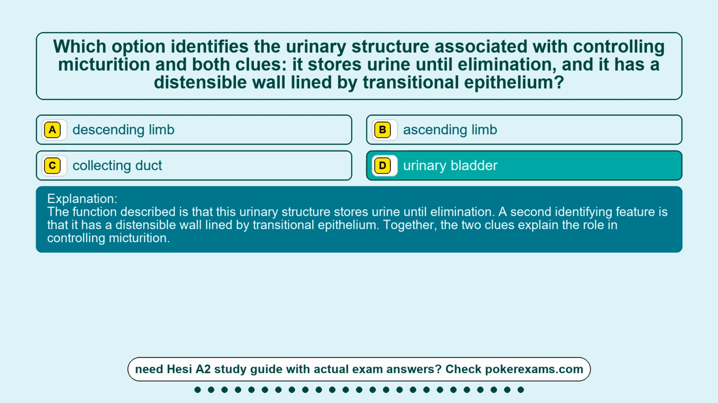The function described is that this urinary structure stores urine until elimination. A second identifying feature is that it has a distensible wall lined by transitional epithelium. Together, the two clues explain the role in controlling micturition.